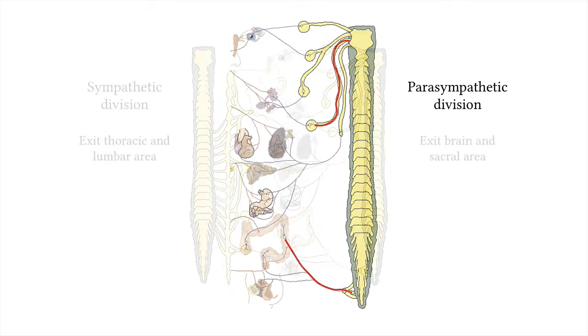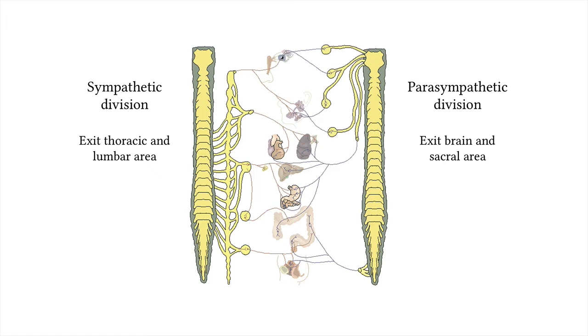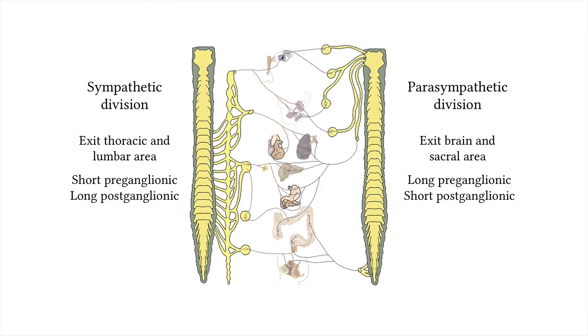So besides where the nerves exit the spinal cord, another difference between the sympathetic and parasympathetic division is that in the sympathetic division, the preganglionic neurons are short and the postganglionic neurons are long. But in the parasympathetic division, it's the opposite. The preganglionic neurons are long and the postganglionic neurons are short.